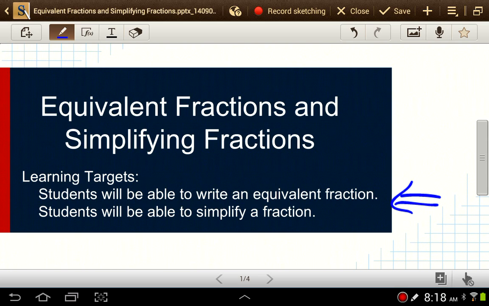This is an advantage of video. I'm going to move on, but if you need to pause this, go ahead and pause it and finish writing down the information and then continue on. So I'm moving on to the next slide.